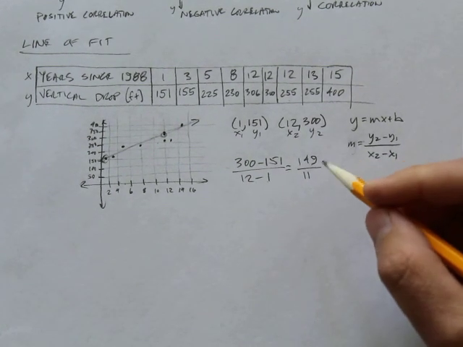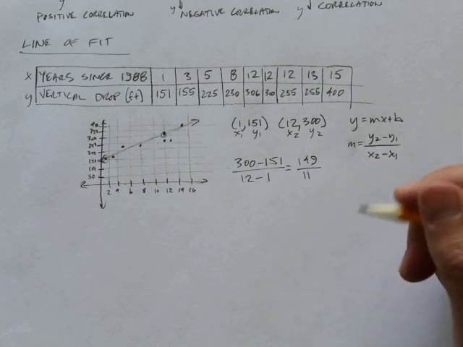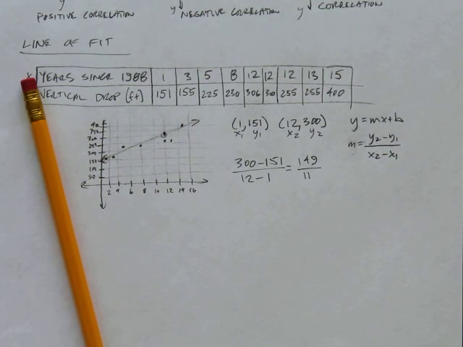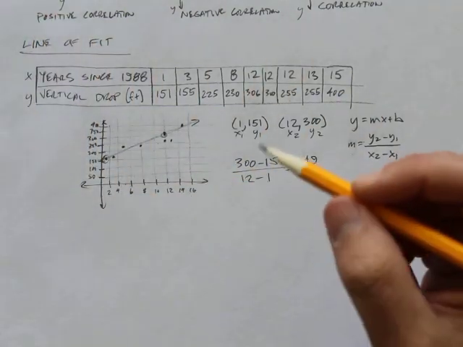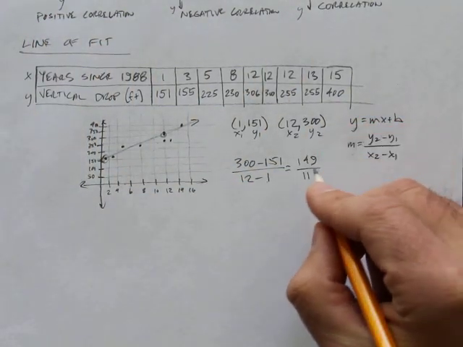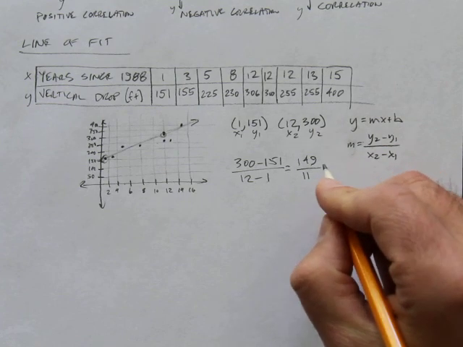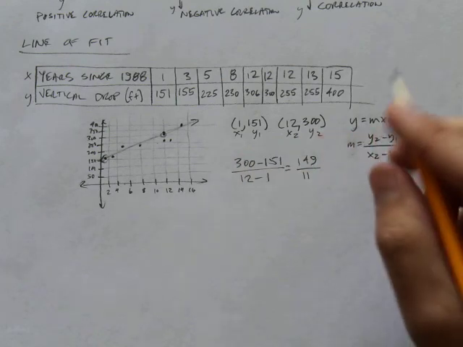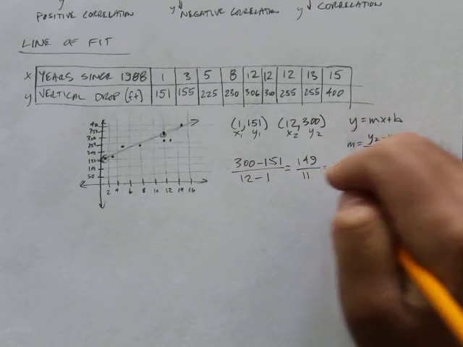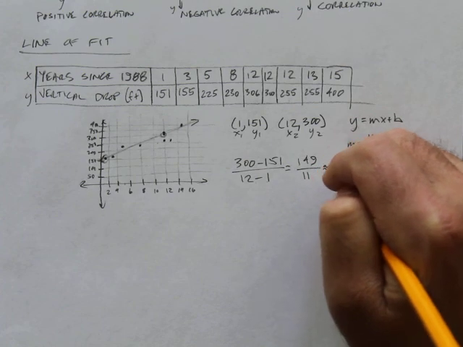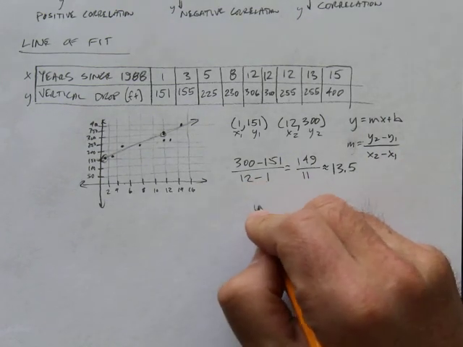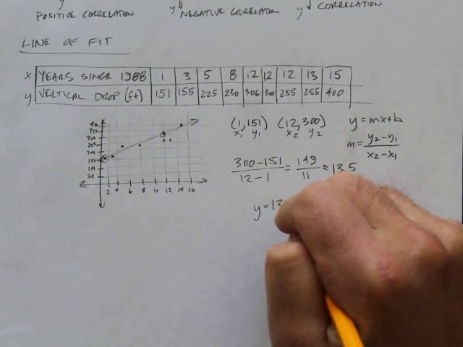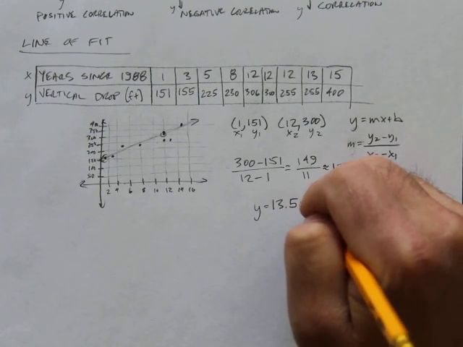Okay, so 149 divided by 11, ew, gross. 149 divided by 11 is 13 and a half. Oh, last time I picked much better numbers. Let's see, 13 and a half, gross. Let's just do that. 13 and a half is approximately 13 and a half. Okay. So now what I do is I take y equals my slope, which is 13.5, x plus b.